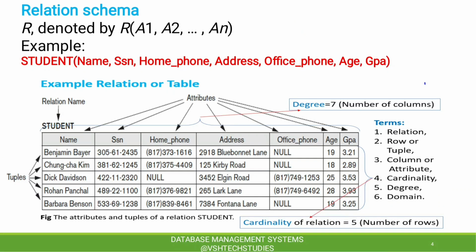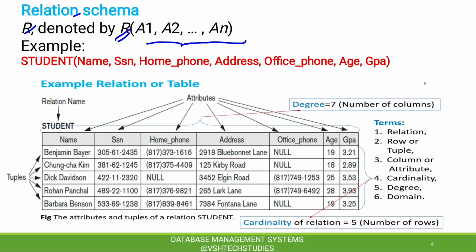Next we'll see what a relation schema is. Relation means table, schema means structure. Here for relation R, its structure is denoted by R(A1, A2, ..., An). R indicates the name of the relation. This set A1, A2 till An indicates the ordered list of attributes.